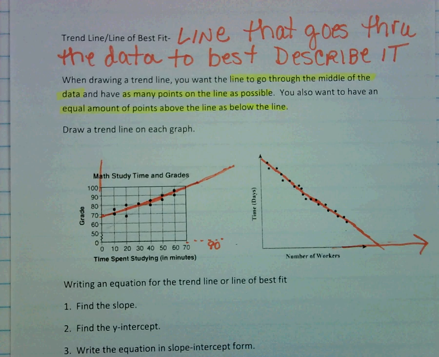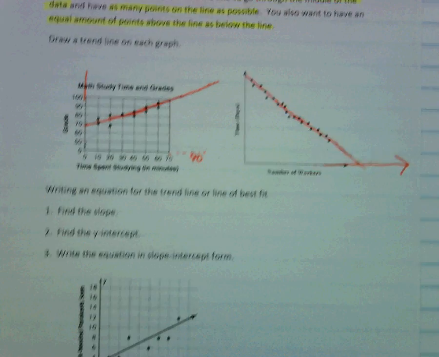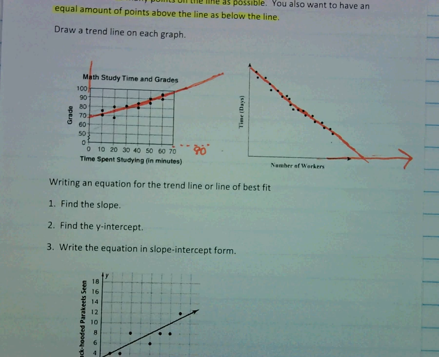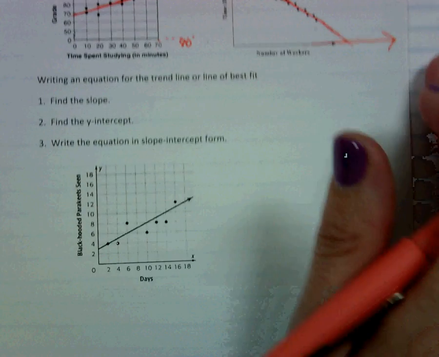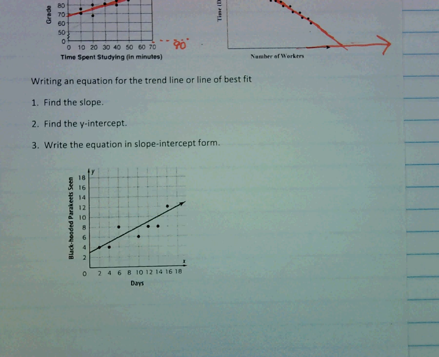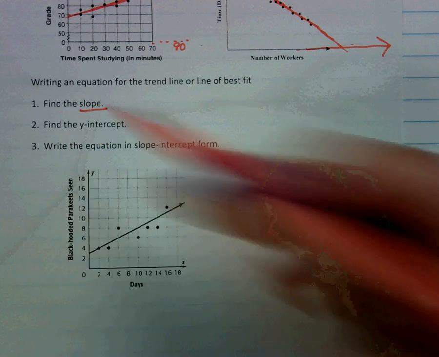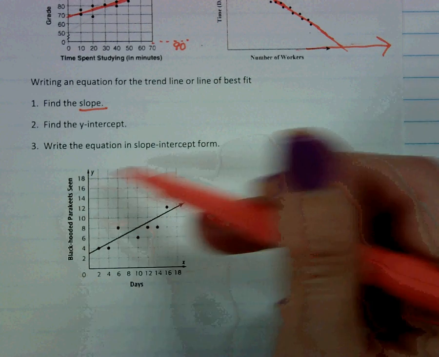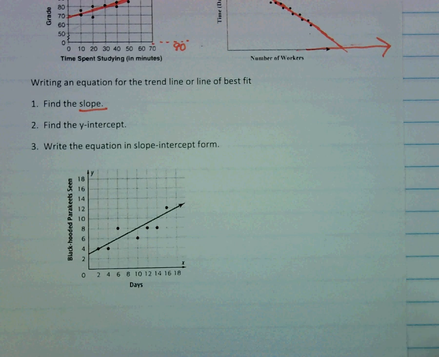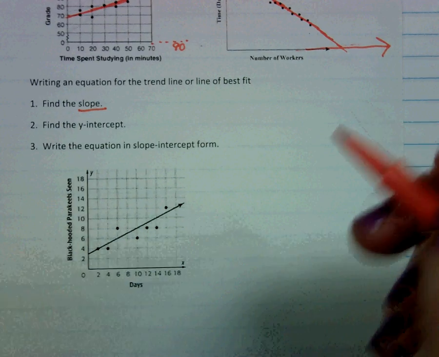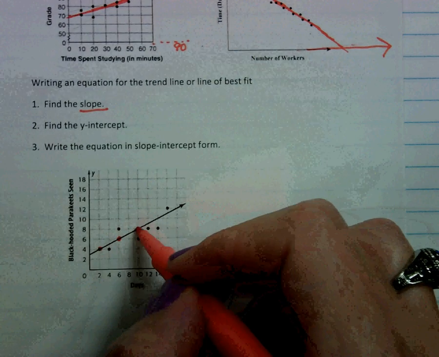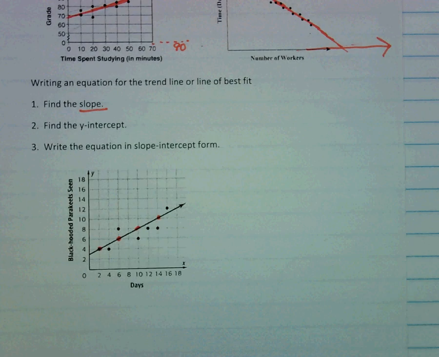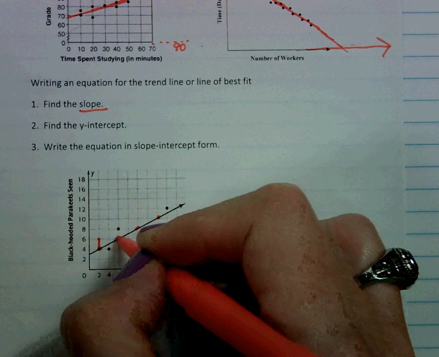Now let's talk about how to write the equation for the trend line or line of best fit. We're going to visit this again later, but I want to review how to find slope and y-intercept and write our equation. So here's an example of a scatter plot where the trend line is already drawn. The first thing you have to do is find the slope. Remember that we can find slope from a graph by drawing a right triangle. So pick 2 exact points on the graph. There are several, and remember, you can use any 2 points. And we're going to draw our right triangle.